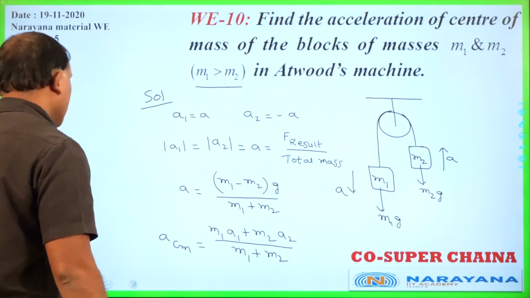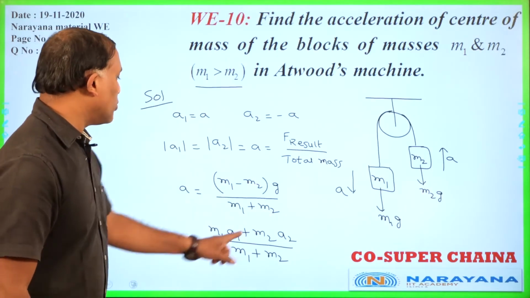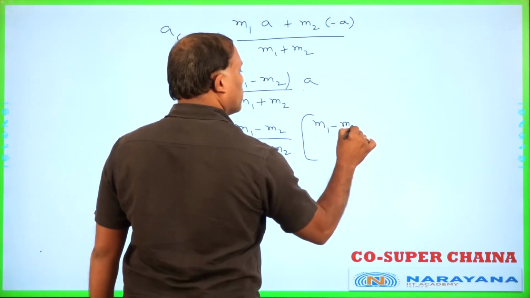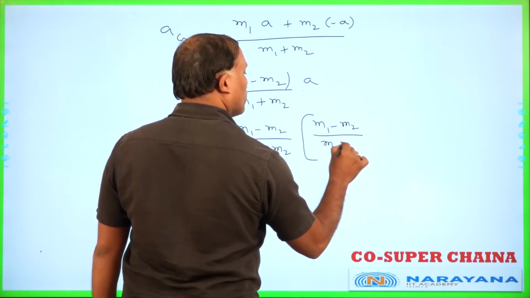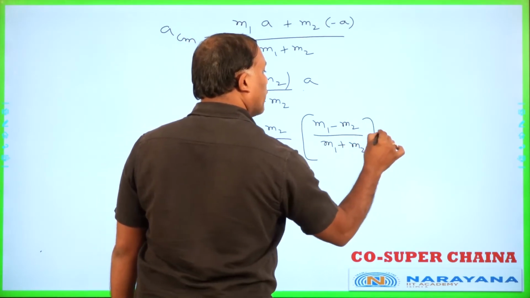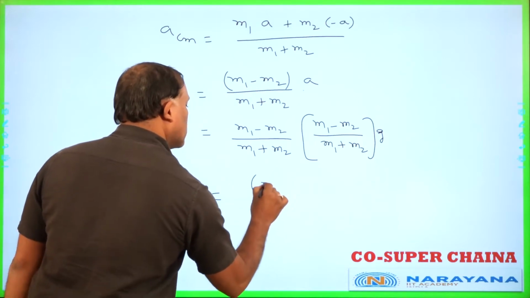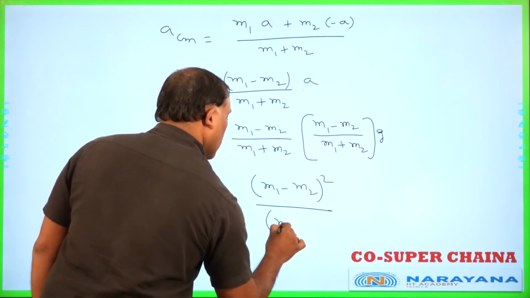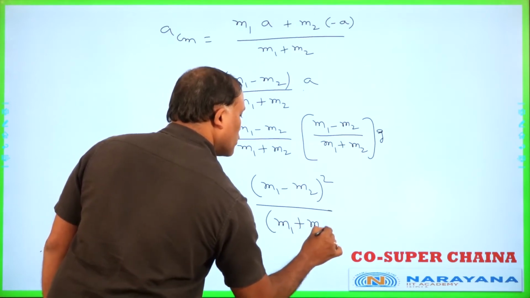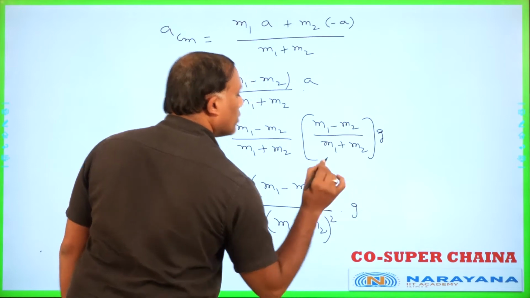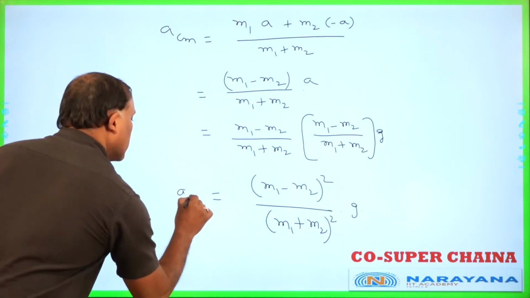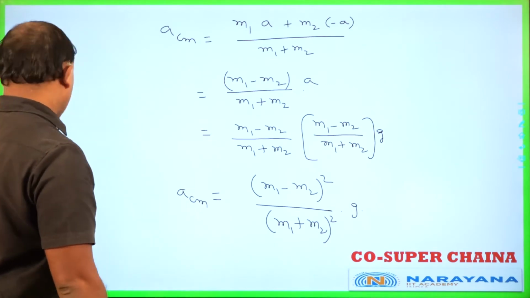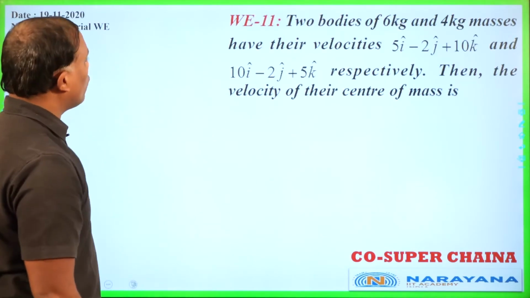How much did we get for a? A is m1 minus m2 into g by m1 plus m2. So m1 minus m2 by m1 plus m2 into gravity. So the final answer is m1 minus m2 whole square by m1 plus m2 whole square into gravity. This is the acceleration of center of mass of Atwood's machine. So that is the first question. Next, the second question, let us go for now.